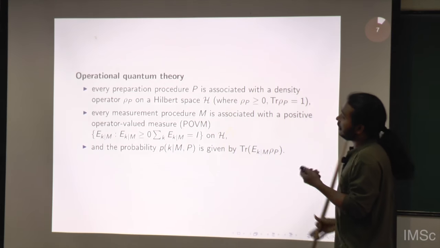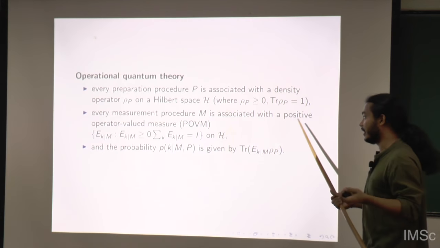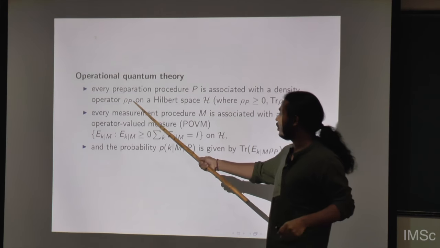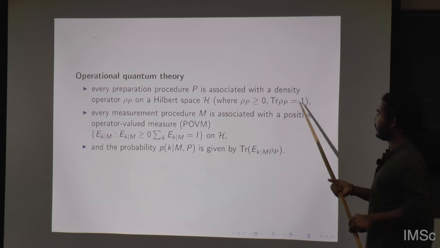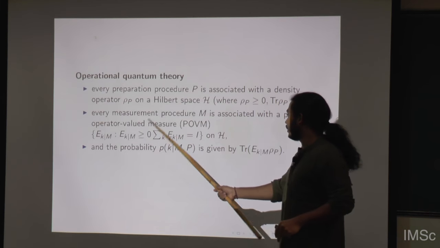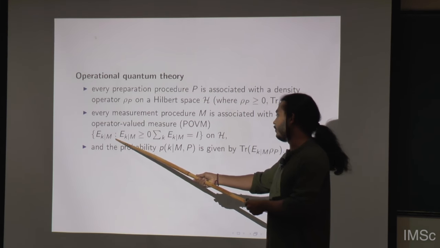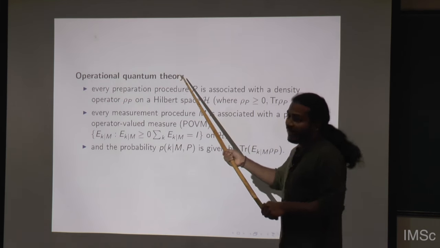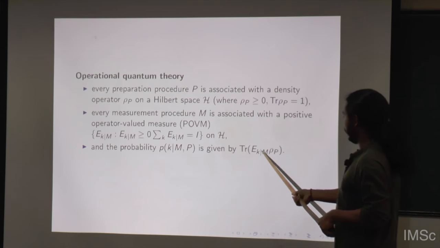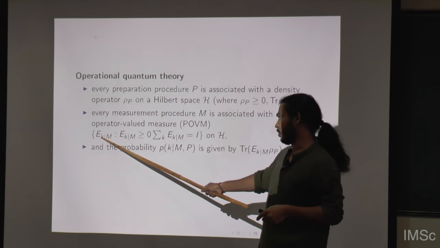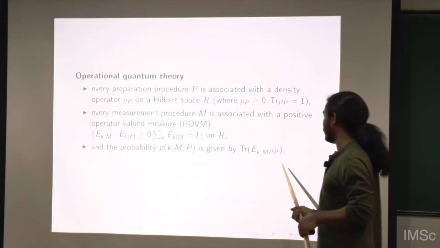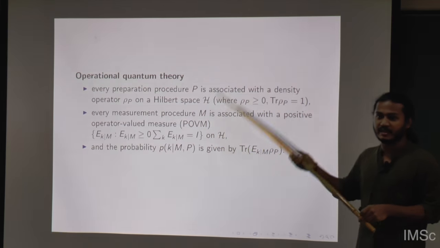So this was a bit abstract. More concretely, when you think of quantum theory as an operational theory, the mathematical representation of a preparation procedure P is an operator rho P, a density operator, which is positive and trace one. Every measurement procedure is associated with a positive operator valued measure, where for every event k given m, there's a positive operator element. These two descriptions are combined to give the predictions via the Born rule: you take the trace of the positive operator for the measurement outcome you're interested in with respect to the density operator that the preparation prepares. That's what the operational theory is.